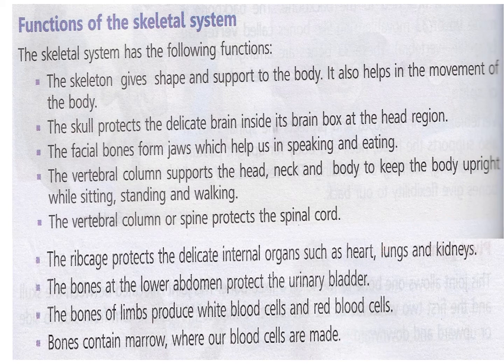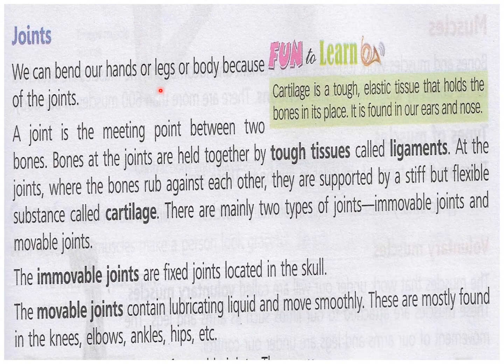Now we are going to study about the joints because there are so many bones in our body and they are joined to each other with the help of different types of joints. So we will read about the joints now. We can bend our hands or legs or body because of the joints. If there were no joints and we had a single bone, then you all know that we could not have bent our body in any direction. So joints are very, very important for bending our body and moving hands and legs.